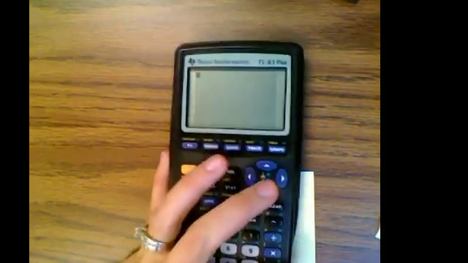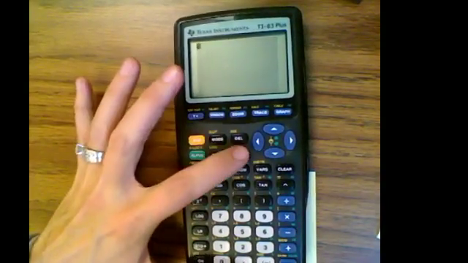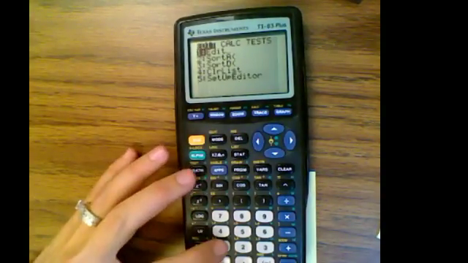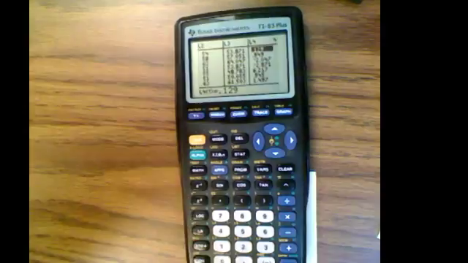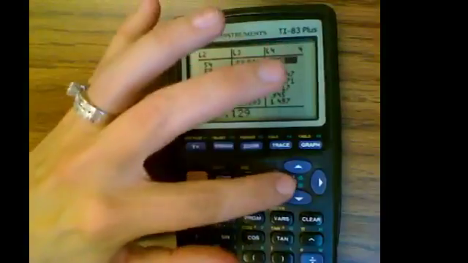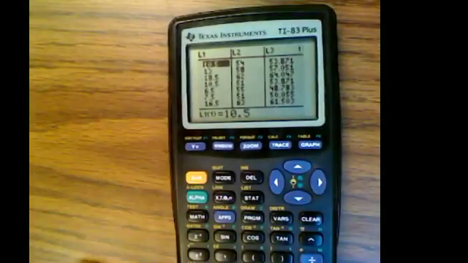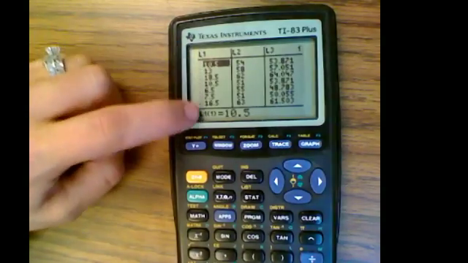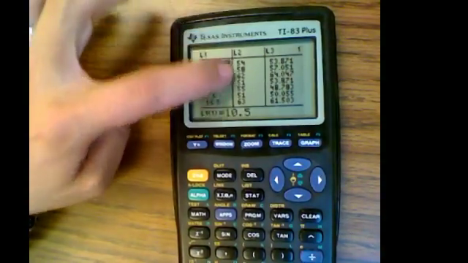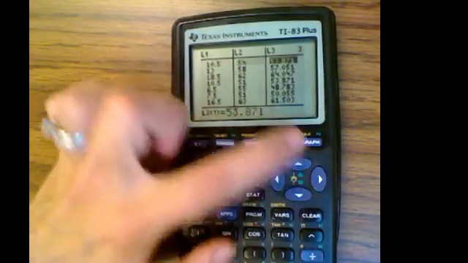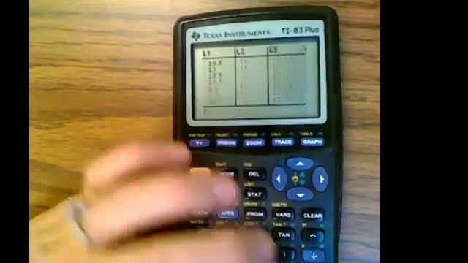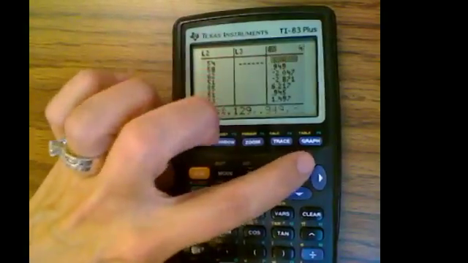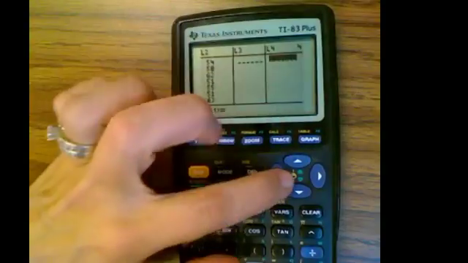The very first thing we did was go to Stat, Edit, and we entered our lists in. This is from your notes, so they should be the same. All of our X values are in list 1 and all of our Y values in L2. Your L3 and L4, clear those out so you can see.